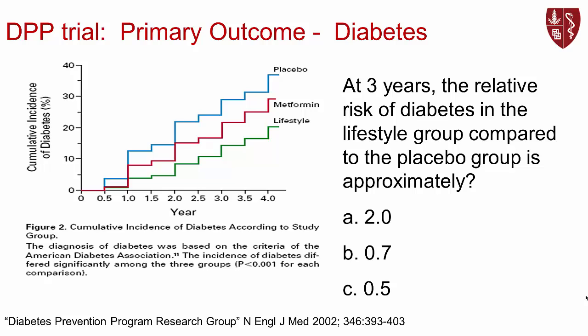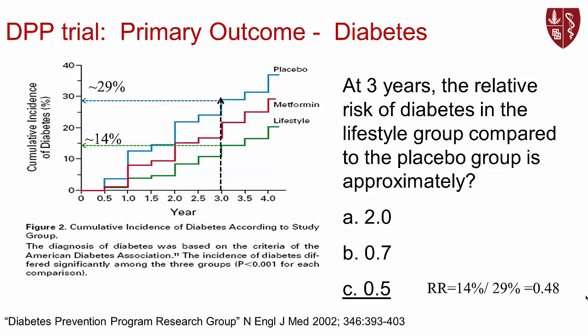Okay, so hopefully you all have paused the video and done the quantitative analysis here and come to the answer of 0.5. So how did we get that? Well, at 3 years into the study, I drop a vertical line going up that touches all 3 curves. I then take a horizontal line to figure out the risk of developing diabetes in people randomized to the lifestyle intervention, and we see that it's approximately 14%. For the placebo group, using the same algorithm, I come up with an estimate of 29%. So what is the relative risk at 3 years of developing diabetes in the lifestyle group, which is 14%, compared to the placebo group, which is 29%? It's approximately 0.48, which corresponds to answer choice C, which is 0.5.